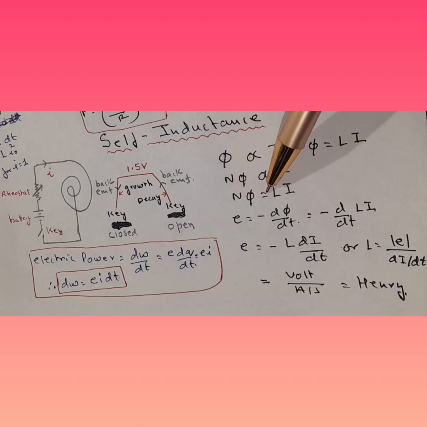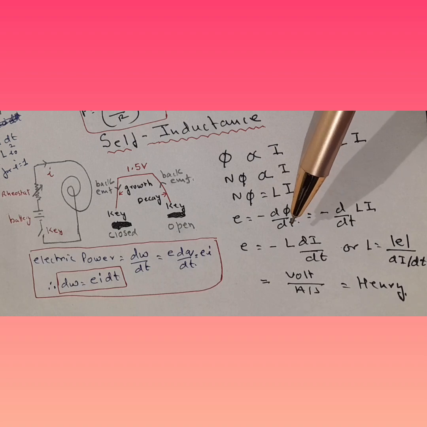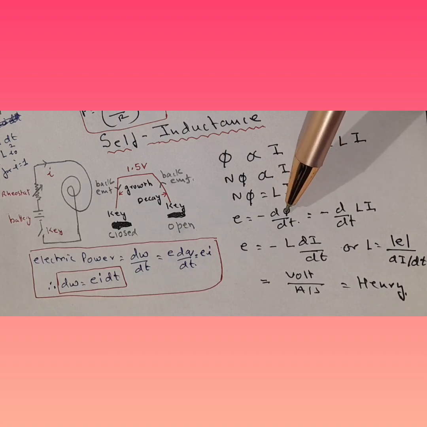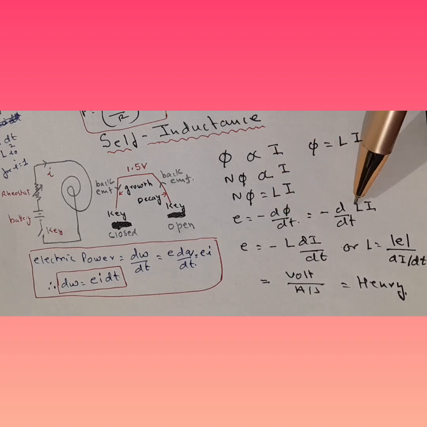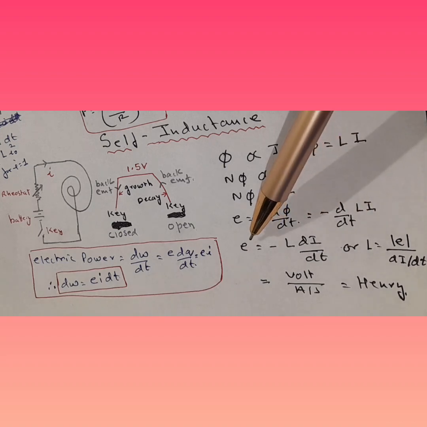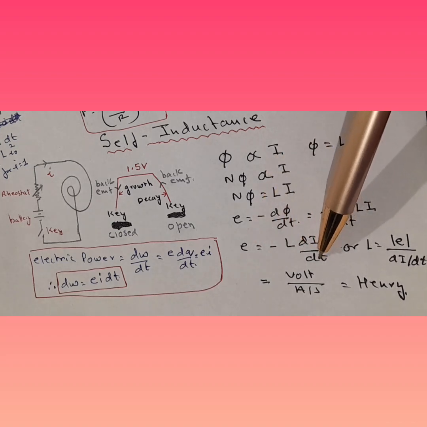So N flux is equal to Li. This is one setup that we have got to keep in mind. Now E is equal to minus d phi by dt. This we have learned as Lenz's law. So phi, if we substitute, it would be Li. So we substitute it here. So E becomes L di by dt.